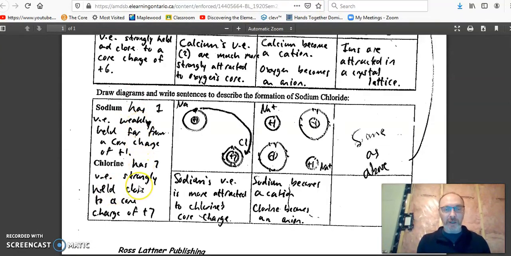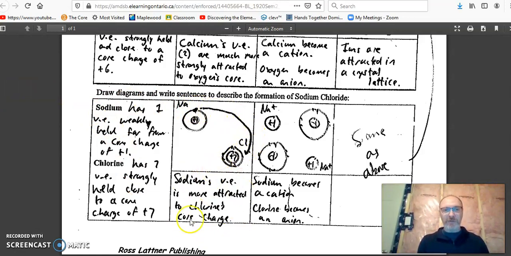Again, it's strongly held because chlorine, being on the right-hand side, is strongly electronegative. Being a small atom, having a large core charge of +7 makes it really strong, really good at stealing electrons. You can see that right here by this arrow. This 1 electron of sodium is being stolen by chlorine.